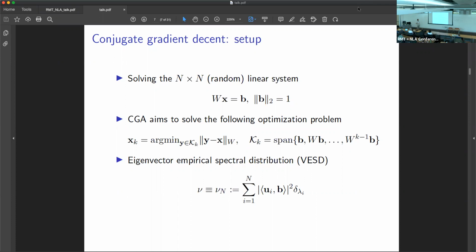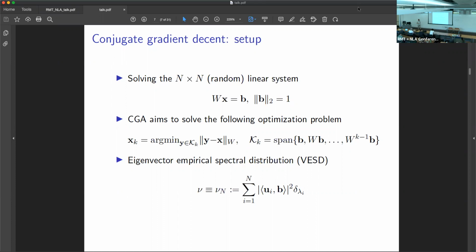This is basically the mathematical formulation for this algorithm. This algorithm aims to solve a very simple linear system. You have a big N times big N matrix W, let's say it's a permutation matrix, and you are trying to estimate this X given a unit vector B. B is deterministic, while W can be either deterministic or random.